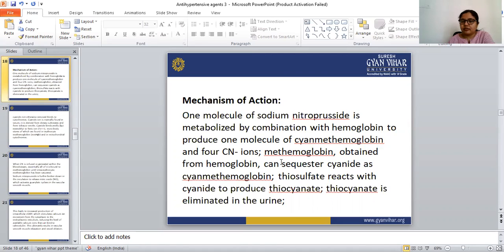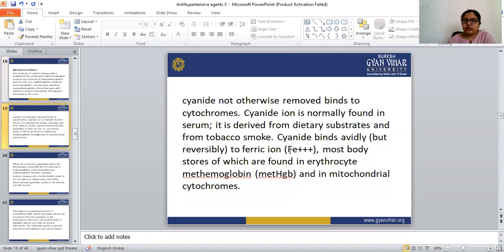Methemoglobin obtained from the hemoglobin sequesters cyanide as cyanomethemoglobin. Thiosulfate reacts with the cyanide to produce thiocyanate. Thiocyanate is eliminated in the urine. Cyanide not otherwise removed binds to the cytochromes. Cyanide ion is normally found in the serum, derived from dietary substrates and from tobacco smoke.